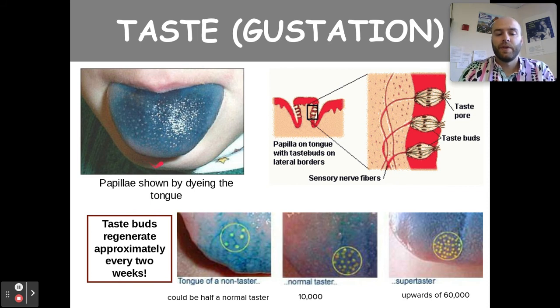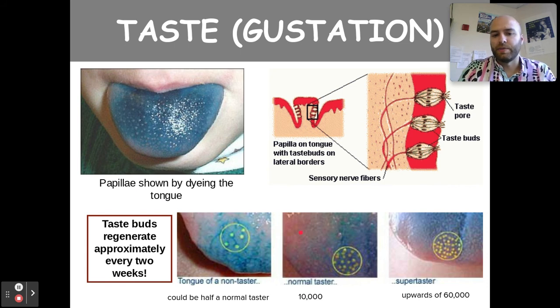To taste, we have things called papillae, which are these little dots on someone's tongue. They have the taste buds on the sides of them, on the lateral borders, right? And they connect to sensory nerve fibers, just like neurons, that are going to send the message of the taste that we're experiencing. These taste buds regenerate approximately every 2 weeks.